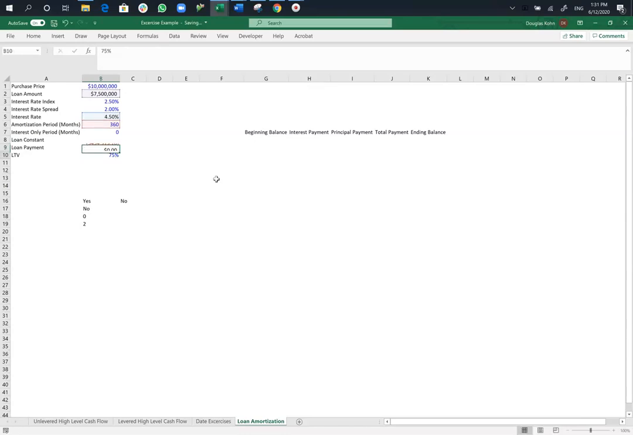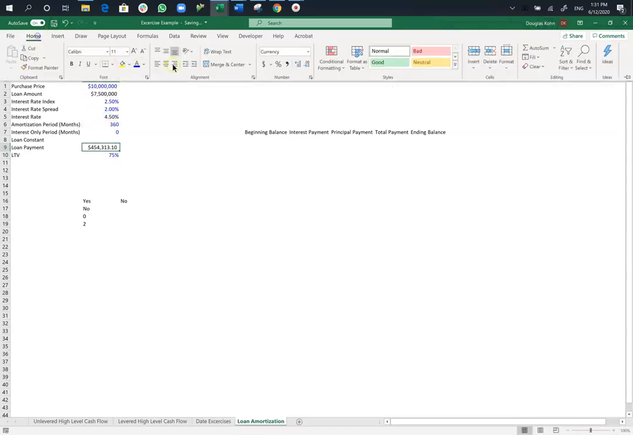Make this times 12, and that's what we pay in interest annually. I like to have it as a positive number. Then I can make it negative and add or subtract it, however I want to use it.